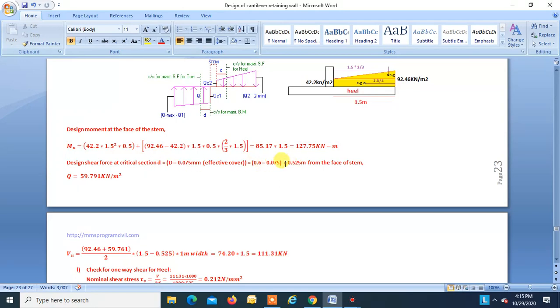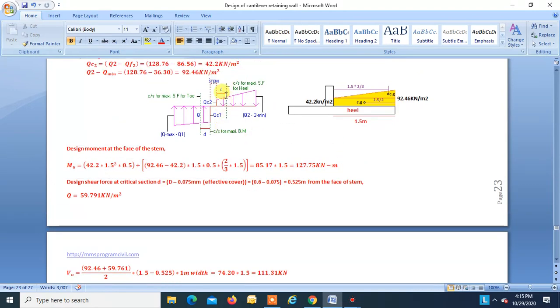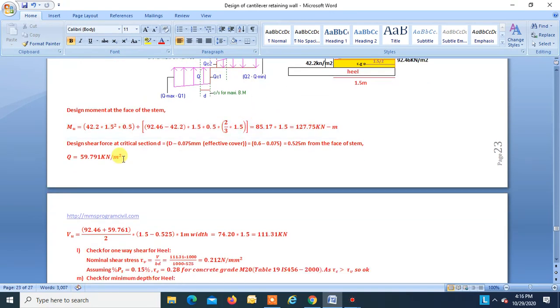D is equal to 0.525 meters, or 525 mm. Now this is the section at a distance D where we have to do the check for one way shear. So this is 1.5, so this is 1.5 minus D. All right, so you can find q easily over here. This is known, this is known, so you can find q. q is 59.79 kilonewton per meter square.